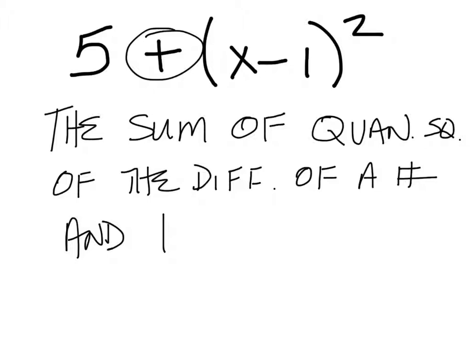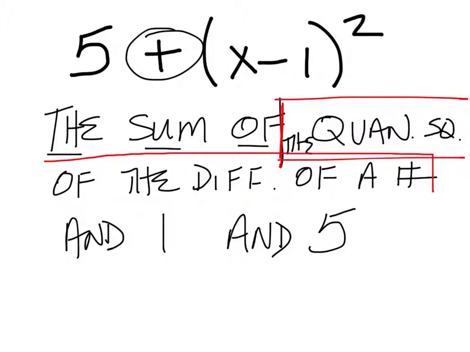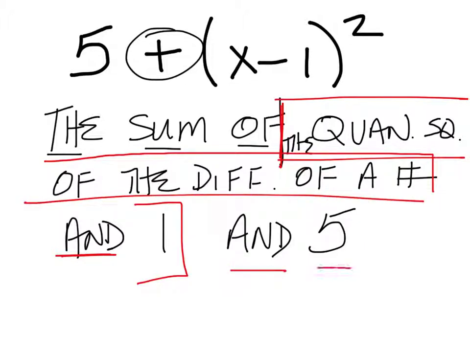and then what? Close one. We wouldn't have to. In this case, the sum of the quantity squared of the difference of a number and 1 and 5. Don't forget that the sum of means that the next thing here, I need to go to red. The sum of, this is the first thing after it, the quantity squared of the difference of a number and 1. This and pertains to this stuff, and then and 5.